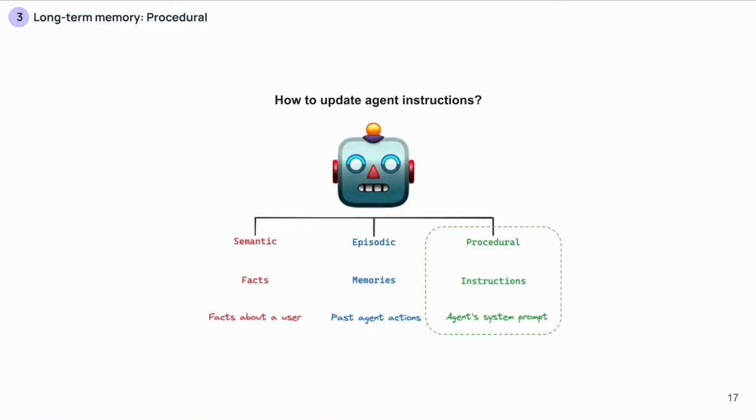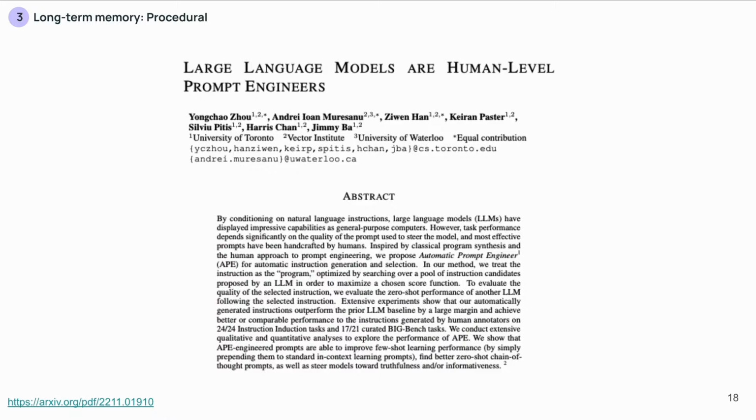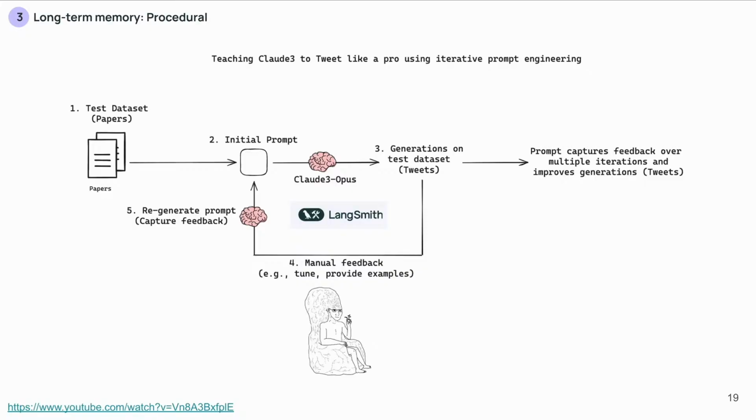Now let's talk about procedural memory. So there's a lot of interesting work showing that LLMs are actually very good prompters or prompt engineers. We actually did this by teaching Claude to write a high-quality summarization prompt. The intuition is actually really simple. We start with an initial prompt. It's not that good. We pass in papers. We want to summarize them into tweets.